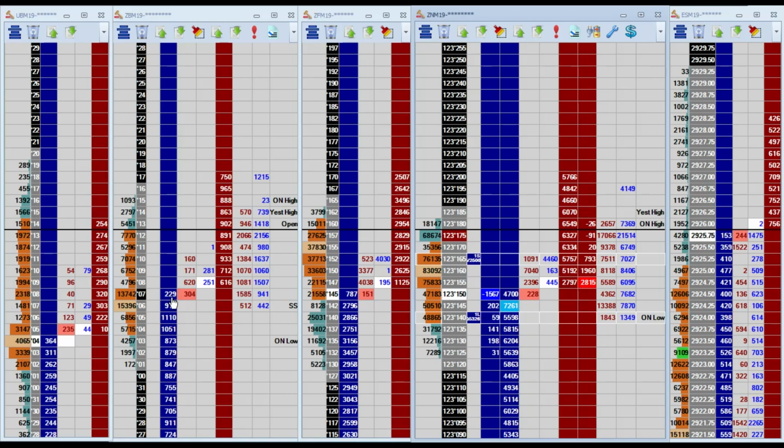Still pushing lower. Ultra Bond's pushing down. Still no real buying on any products.